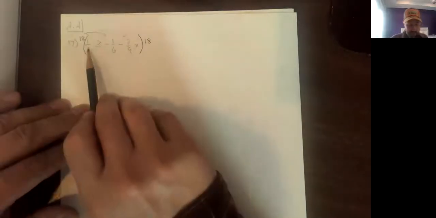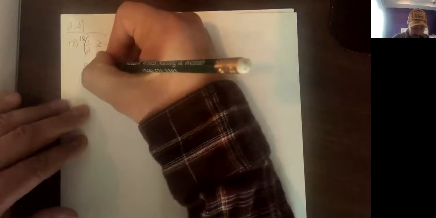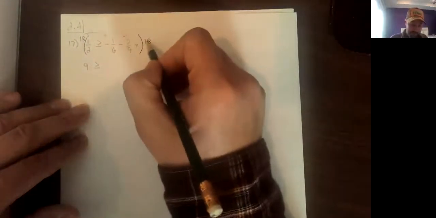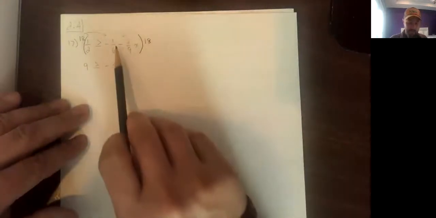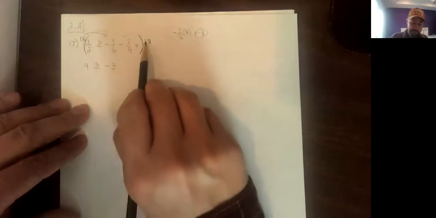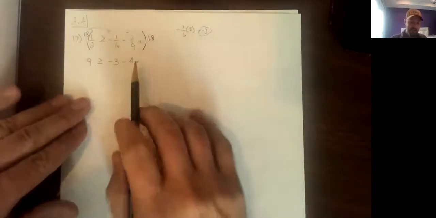I'm going to multiply everything by the LCD. When I do, 2 divides into 18 9 times. Then I have greater than or equal to. That doesn't change. Then 6 goes into 18 3 times. 3 times 1 is 3, and that was a negative. So again, I'm just taking my -1/6 and multiplying by 18. It becomes -3. And then here, 9 goes into 18 twice. 2 times 2 is 4. That was a negative. So there we have it.